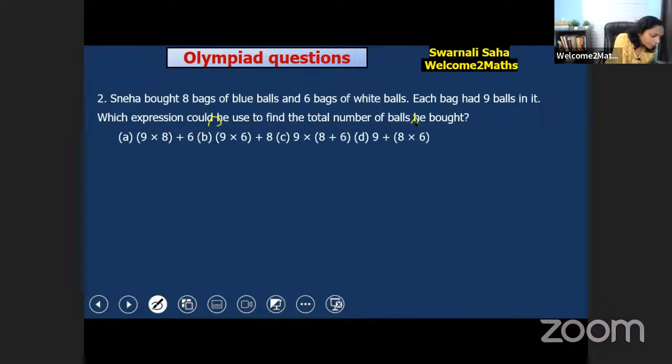Okay. So this is our question. So we have to find out which would be the right expression. And here we have 4 expressions. So we have to choose which would be the right one. So first, try to solve this.